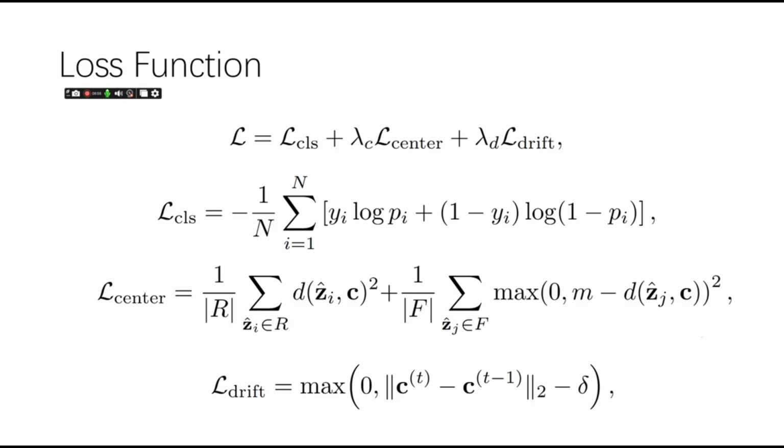The next one is the draft. We want to make sure the real center, the real image and the fake image have a large separation. So we have the draft concept over there. So this is our loss function. We have 3 components.